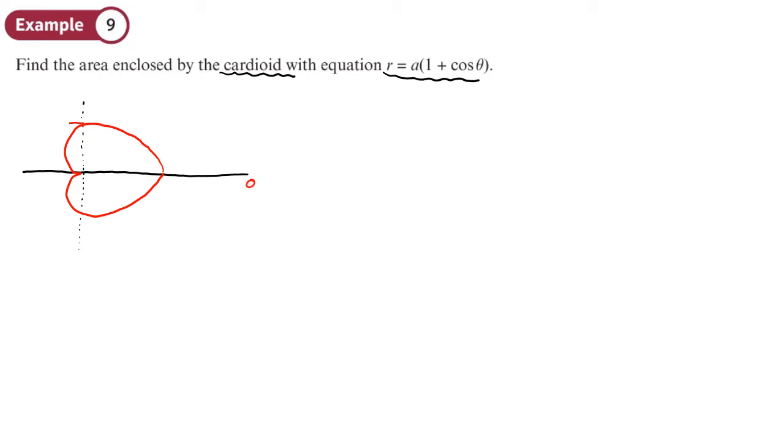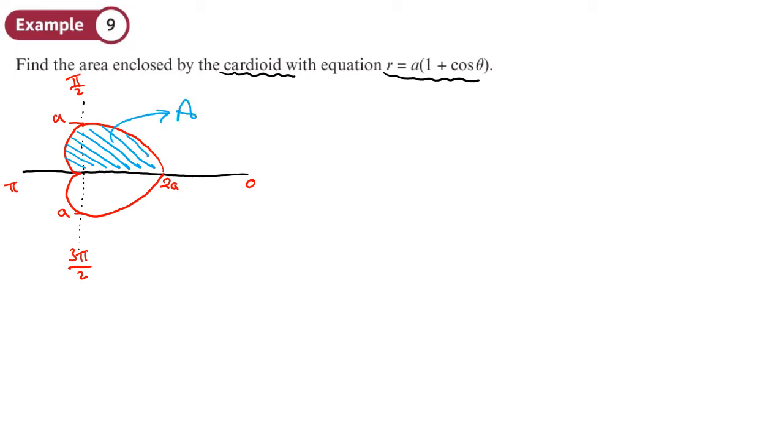We could work these out by substituting values in. If we substitute in 0, we get 2a. If we substitute in pi over 2, we get a. If we substitute in pi, we get 0. At 3 pi over 2, we get a again, and at 2 pi, we get 2a. So these are the points where it crosses the axis. Since this is symmetrical, I'm just going to work out this half and then double it.